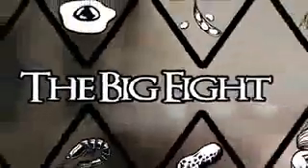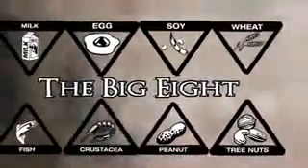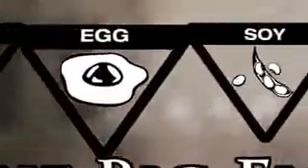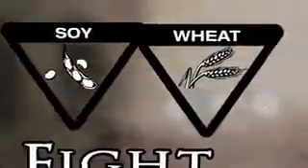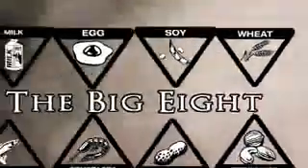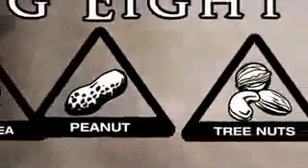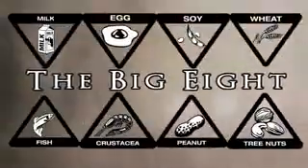The Big 8 list identifies the 8 ingredients most likely to cause food allergy reactions. These are milk, eggs, soy, wheat, fish, crustacean shellfish, peanuts, and tree nuts.